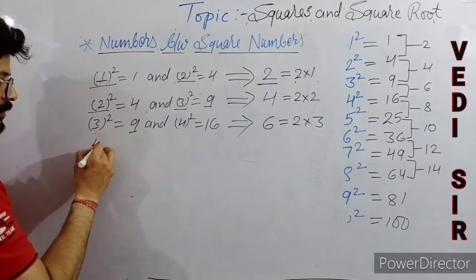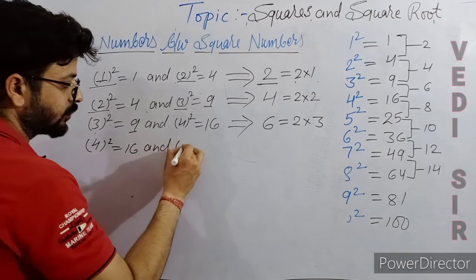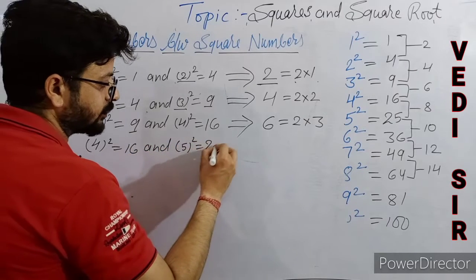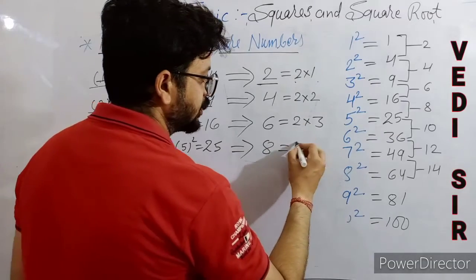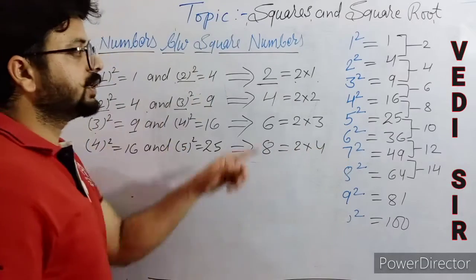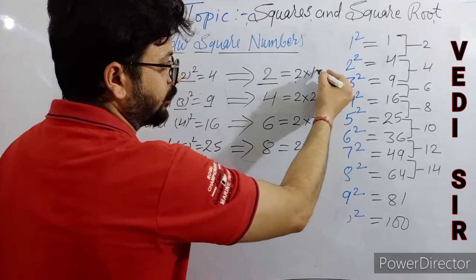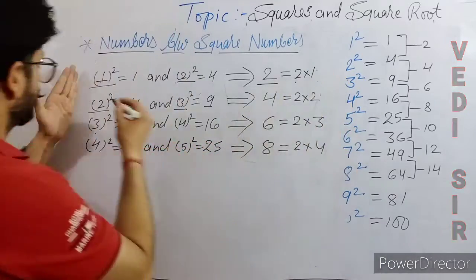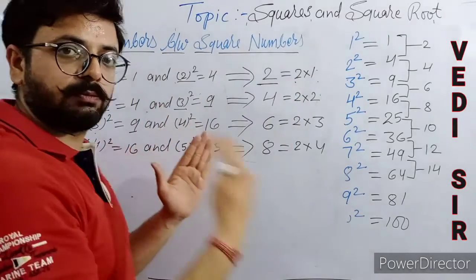Again one more I am writing. Square of 4 is equal to 16 and square of 5 is equal to 25. In between, how many numbers are there? 8. We can write 2 into 4. So see, in multiples of 2 we can write, and in the first number, 1, 2, 3, 4, you know, one relation we can make between them.